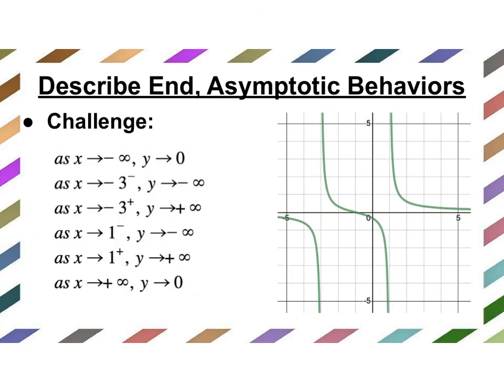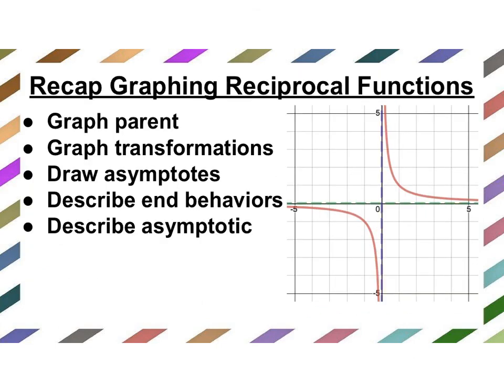There it is, all written out. And to recap, you need to be familiar with your parent function. So this is the parent of y equals 1 over x with our points at 1, 1 and -1, -1. 1 over x squared has points at 1, 1 and -1, +1, and looks like the volcano. You'll be graphing transformations. Make sure you dot in your asymptotes, and you'll be asked to describe the end behaviors and the asymptotic behaviors. Good job.